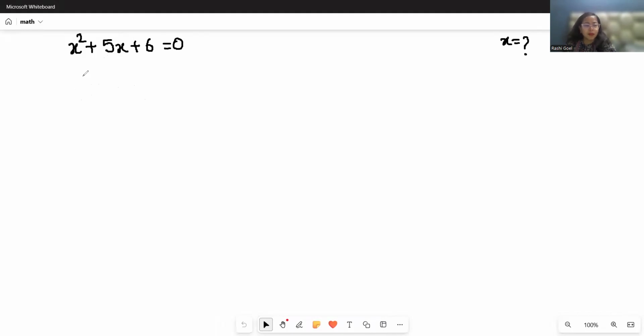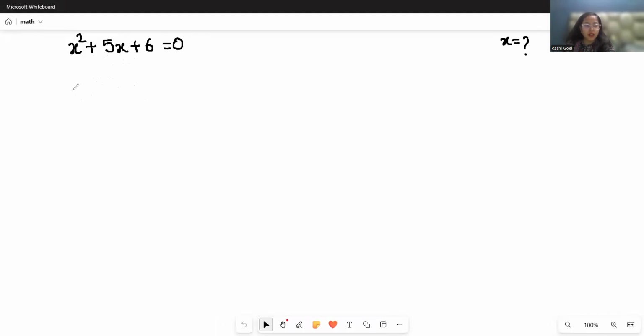So there are multiple methods to solve a quadratic equation. By doing factorization, we can use the quadratic formula or the completing the square method. So I'm going to use the factorization method, and if you want the question solved with another method, you can comment down.